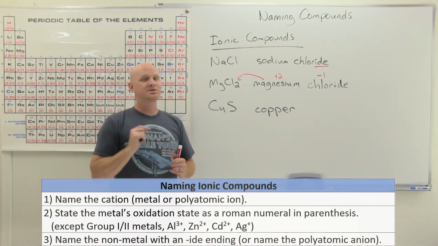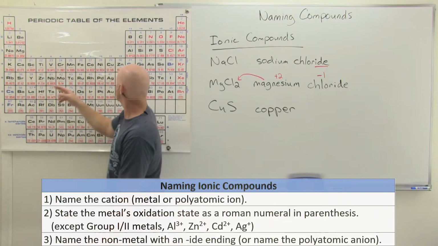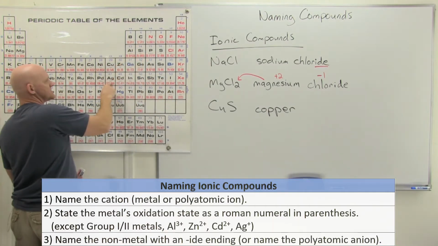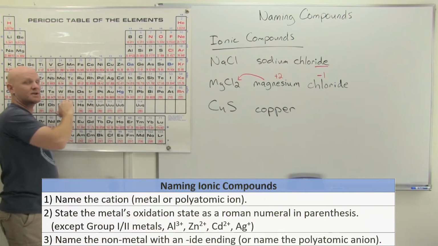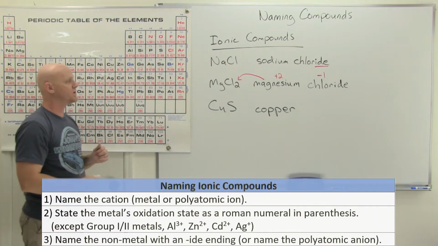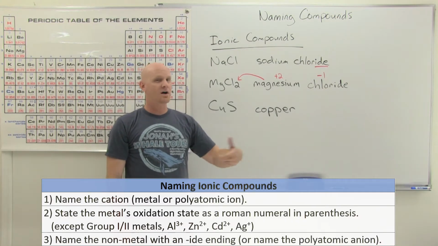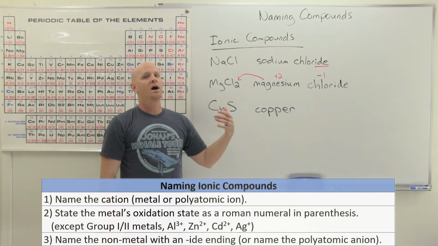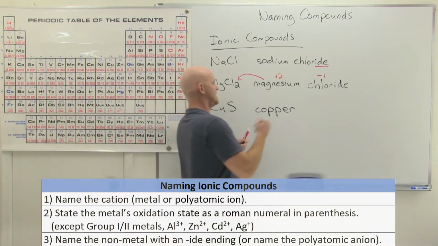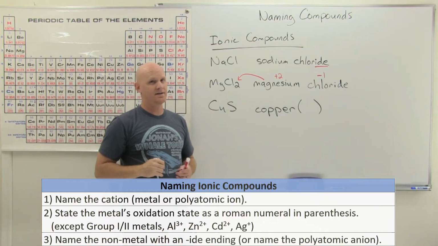Cool. Rule number 2 is going to be required. So again, we don't use rule number 2 for group 1s, group 2s, and then aluminum, zinc, cadmium, or silver. But for copper and the rest of these transition metals, and some of these under the staircase here, we totally are going to have to do rule number 2. And rule number 2 says, give the charge, or we call it the oxidation state, same thing as charge, of the metal in parentheses. And so we're going to save some room for parentheses here, and I'm going to come back to that in a second.